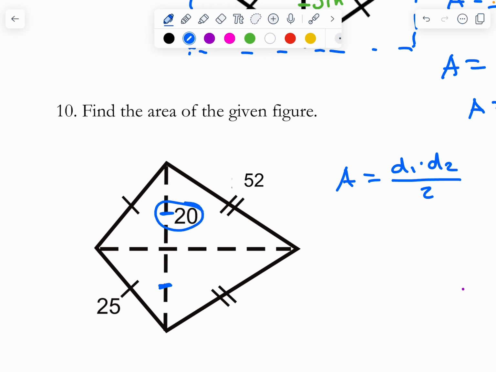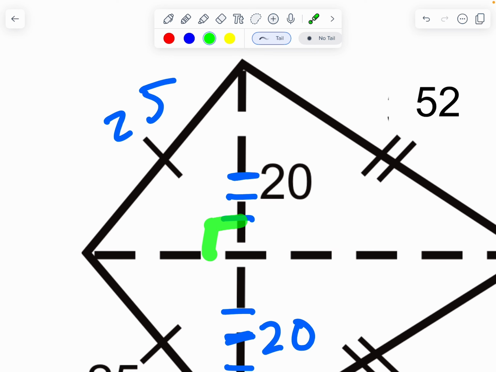So this is 20, so therefore this here is 20. And this is 25, so this is 25. And I'm actually going to put 3 little check marks because they're all different. Now, this one's not too bad because I notice right away, these are all right angles, the same properties as a rhombus where these are all right.